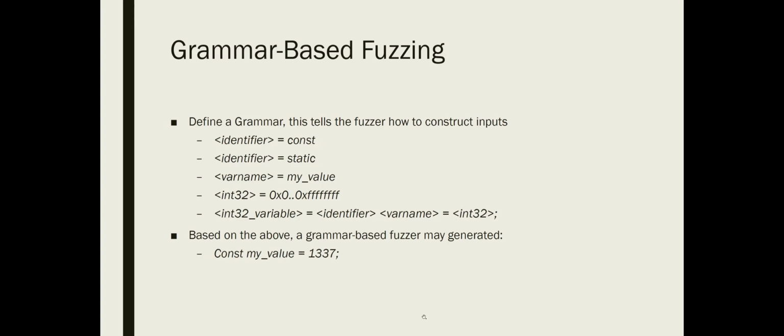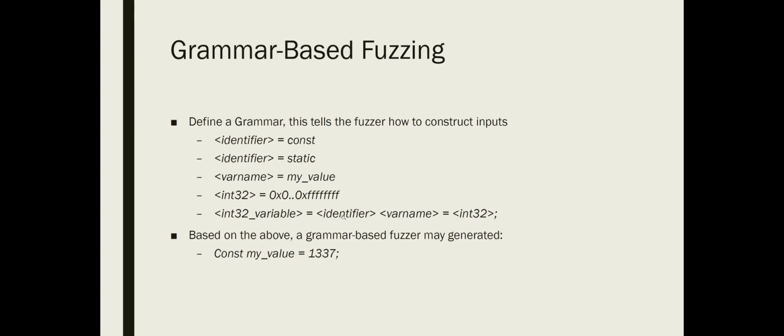In this case, we can define an identifier tag that equals a const, and another identifier tag that is a static, which means that identifier tag can be a const or a static. We have a var name, which I'm just going to say is my value. We have an int32, which is a range from 0 to the maximum int32 value of f's. And then we can define an int32 variable as an identifier tag, space, a var name tag, space, equals, space, an int32 tag.